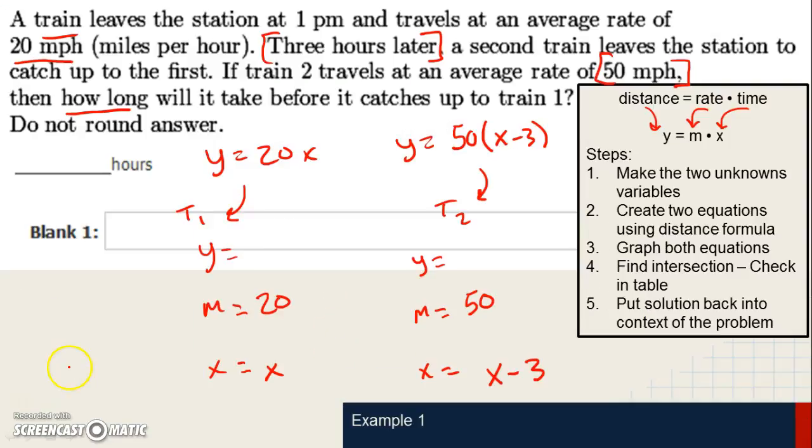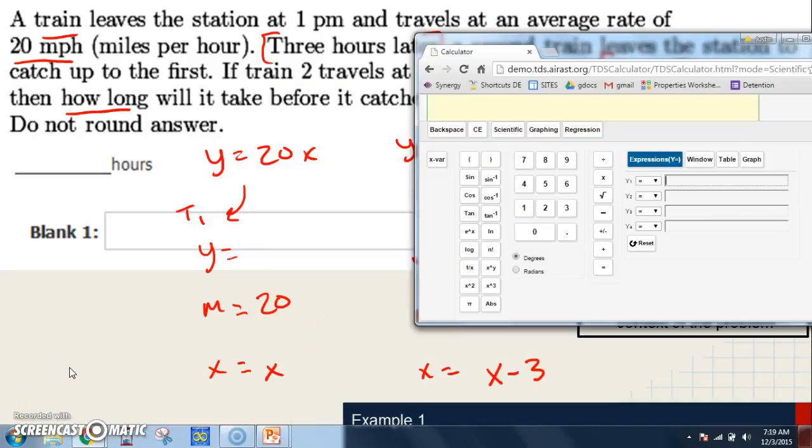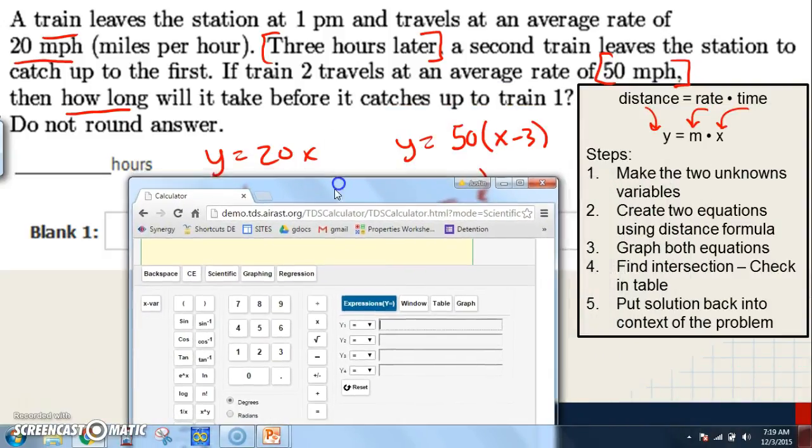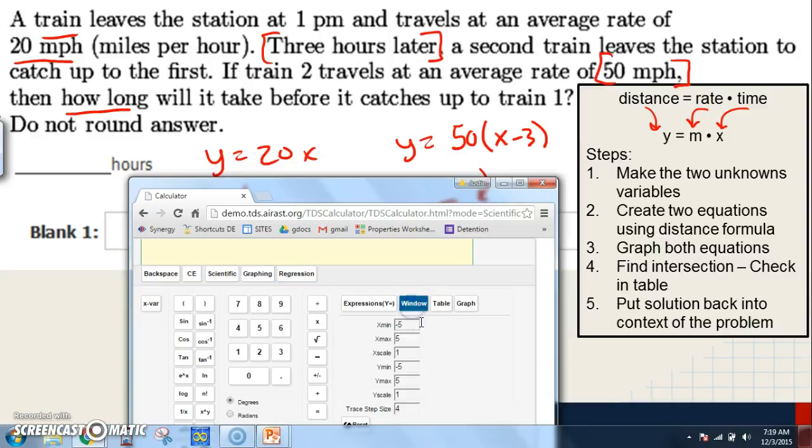Whoa, little glitch. There's the calculator. Okay, here's the calculator, and let's just move that so we can see both equations. So we're going to move it right here. Man, glitches are fun. So we're going to go to the graphing feature, right? And then before I type in these two equations, I'm going to make this really easy on myself, and I'm going to set the window up first. If you set the window up first, then it's going to make finding the point of intersection really easy.